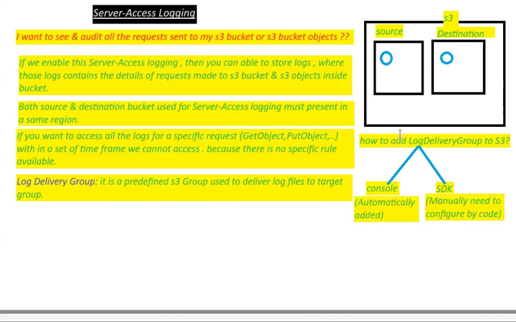So whether the Log Delivery Group is added depends on which way you enabled server access logging. If you enable server access logging by using the console, then the Log Delivery Group is automatically added to S3. Whereas if you enabled server access logging by using the SDK, then we need to manually configure this Log Delivery Group and attach it to S3, in order to provide the permission to send my logs to the target bucket.